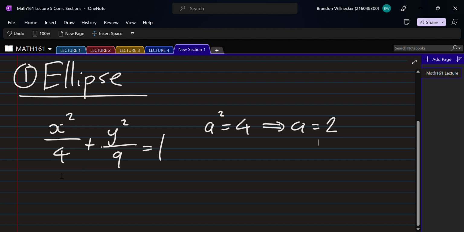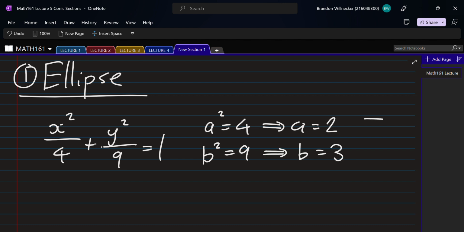Remember those values below the x squared and y squared, those are a squared and b squared. So if you want the value of a and b, you need to take the square root, and those are always positive. If we take the negative here, that's going to change the shape, so we take them as positive. And b squared is 9, so that means b is 3. Very important to see what these values are before we continue.